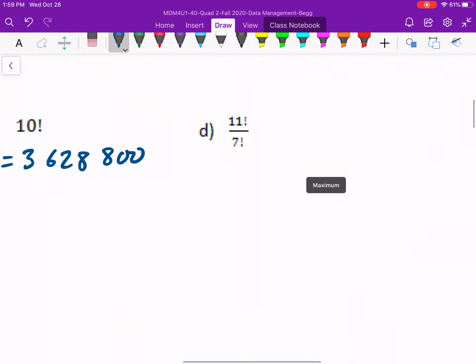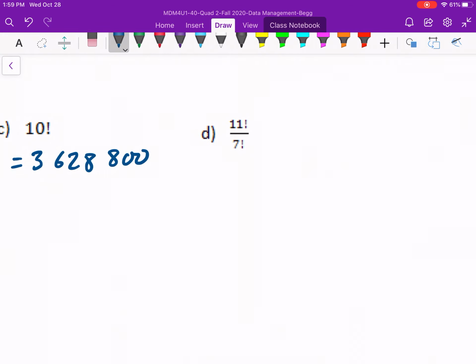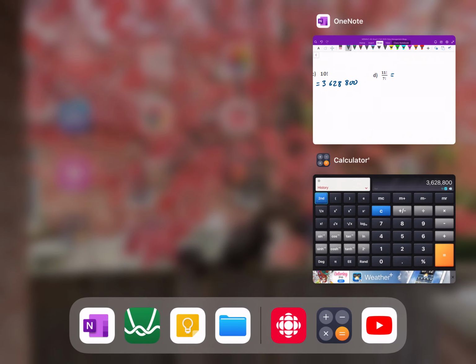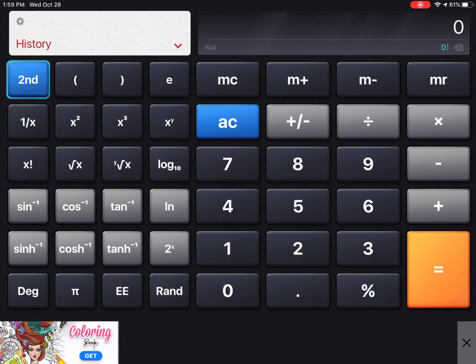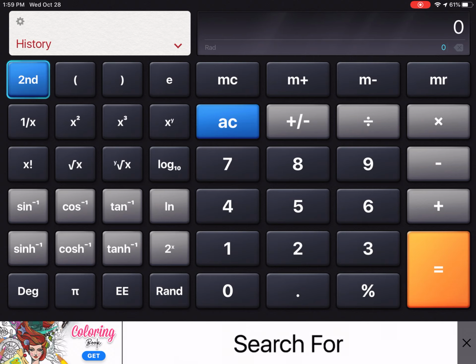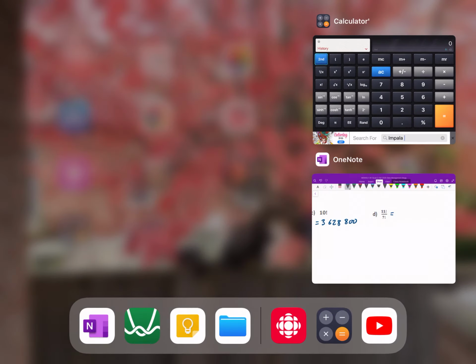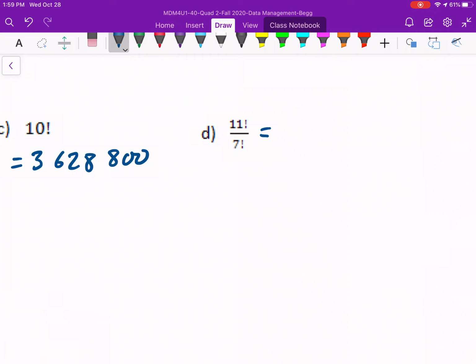Now, we could just type this into our calculator, and let's do it, but after we do it, I'm going to show you another way to think about it as well. Actually, I'm rethinking that. Let's do it the other way first and then confirm it on the calculator.